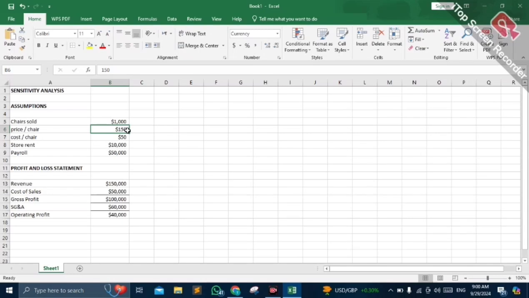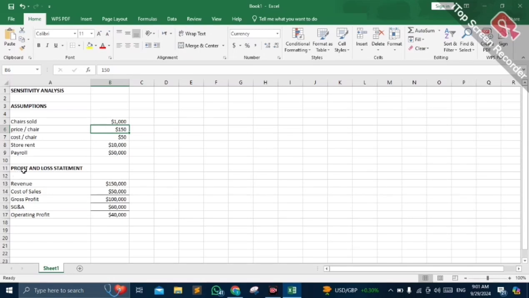The next step is how we are going to measure the impact. After we change our values, for example, if we increase our prices from $150 to $200, or decrease our prices by around $50, then possibly there's going to be a change in our profit or loss. So this is what sensitivity analysis is about.